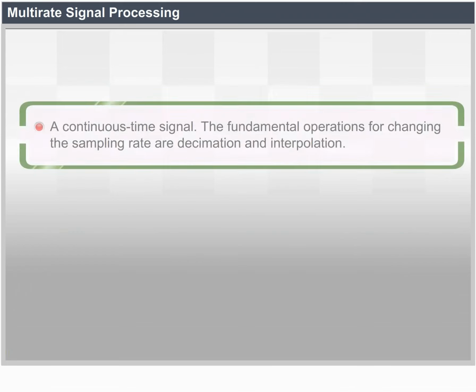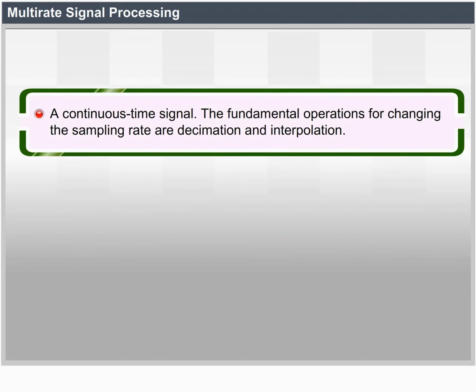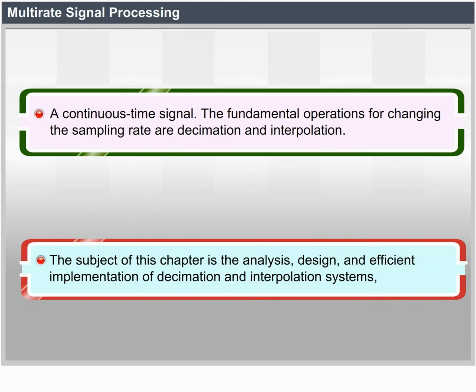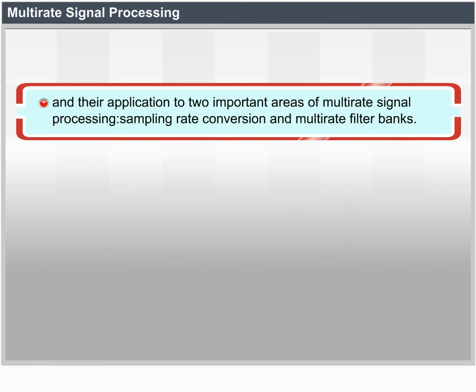The fundamental operations for changing the sampling rate are decimation and interpolation. The subject of this chapter is the analysis, design, and efficient implementation of decimation and interpolation systems and their application to two important areas of multi-rate signal processing: sampling rate conversion and multi-rate filter banks.